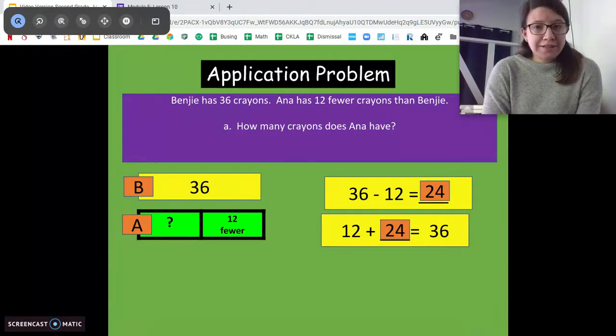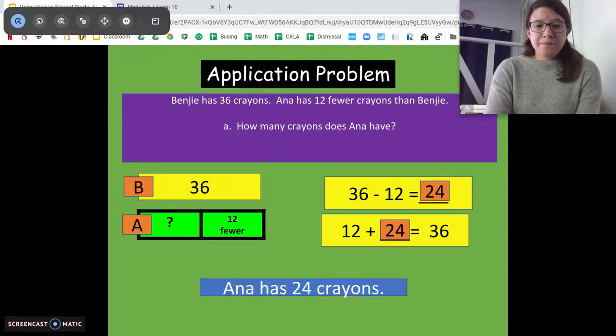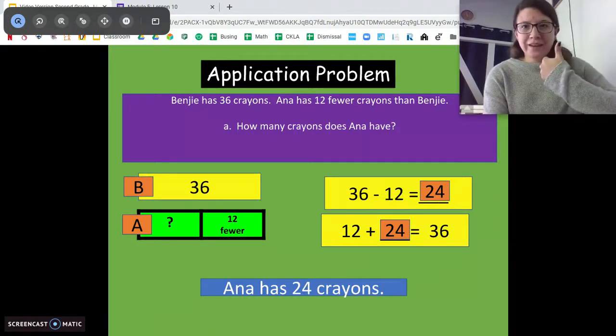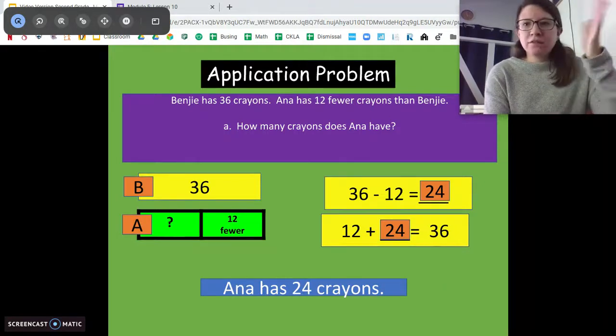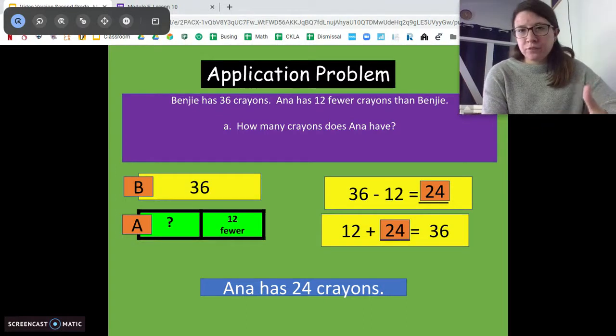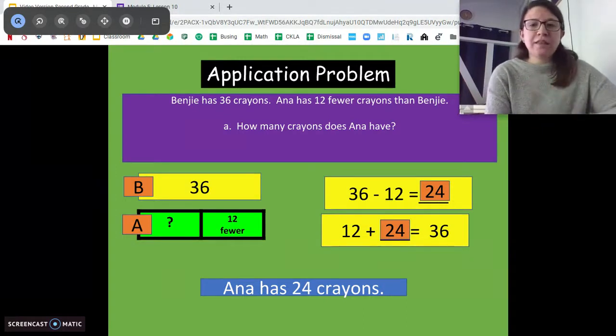So how many crayons does Anna have? 24. Beautiful. Thumbs up if you got it. Good job. If you used a different strategy, please do. All of our brains work differently. Whatever way you understand the math is totally fine with me, as long as you get to 24.